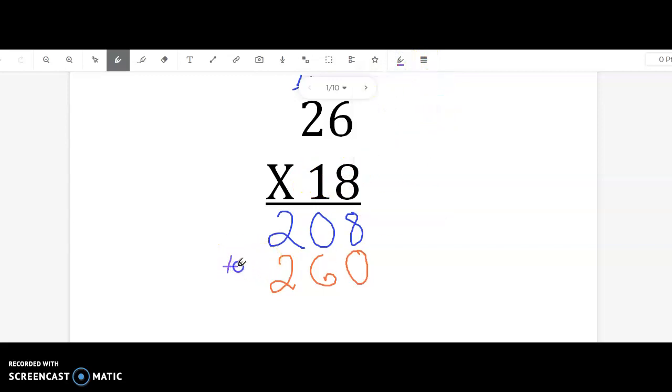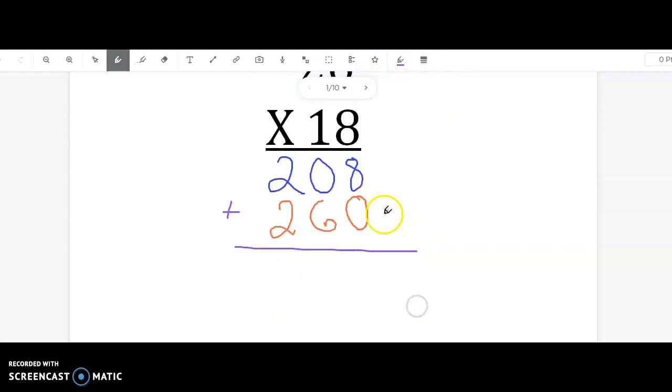Now I need to add my two partial products together to get my final product. So 8 and 0 is 8, 0 and 6 is 6, 2 and 2 is 4. So my final product is 468.